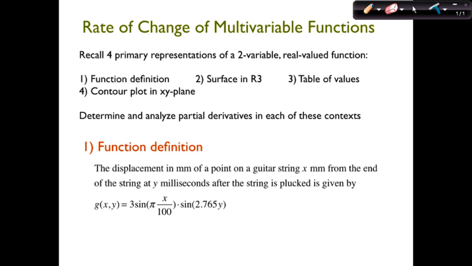So the dependent variable is height of the string from the at-rest center line. Let's draw this out here. So you've got the string like this. And so here's one end, say, the other end. And so x is going to be how far we are from the end of the string.